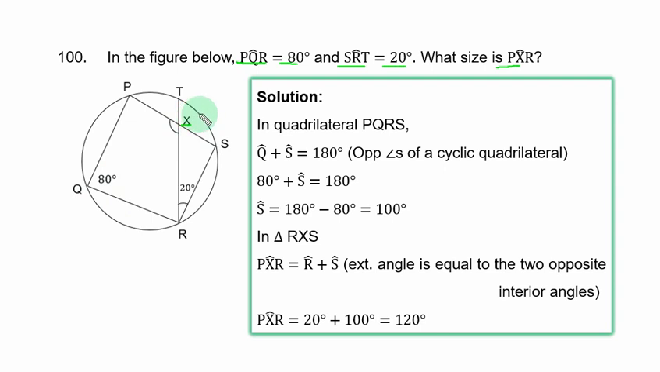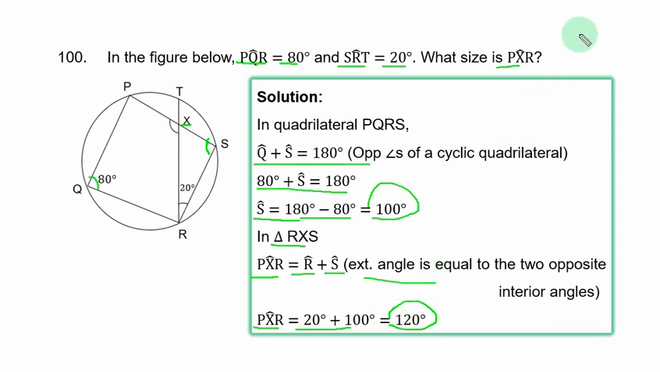So we have to consider triangle RQS, so that you need this angle. Once you get this angle plus 20 is equal to this exterior angle. So we have to consider quadrilateral PQRS, so that this angle plus 80 degrees is equal to 180 degrees. You have it in this form, and angle S is equal to 180 degrees minus 80 degrees, and that is 100 degrees. In triangle RQS, angle PSR is equal to angle R plus angle S. You have the reason, and angle PSR becomes 20 degrees plus 100 degrees, and that is 120 degrees.